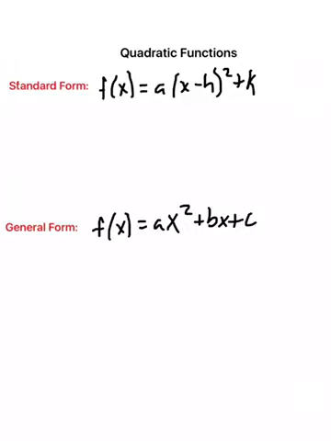In this video, we're going to look at quadratic functions. In order to do that, I'm going to start by defining two forms of the quadratic function, the standard form and the general form. If we look at the standard form, f of x is equal to a(x minus h) squared, plus k. The standard form tells us a lot.